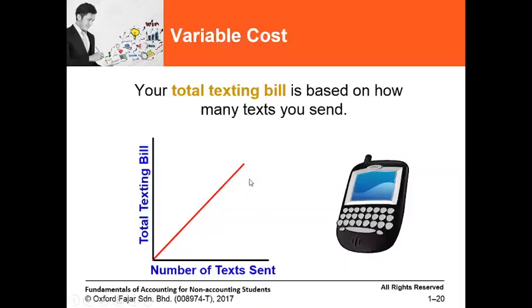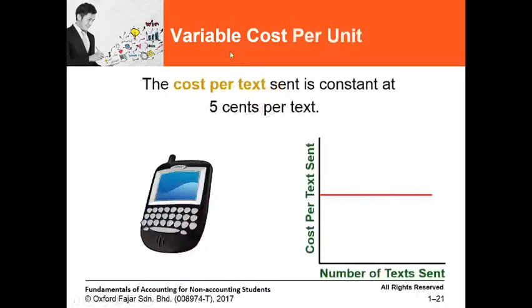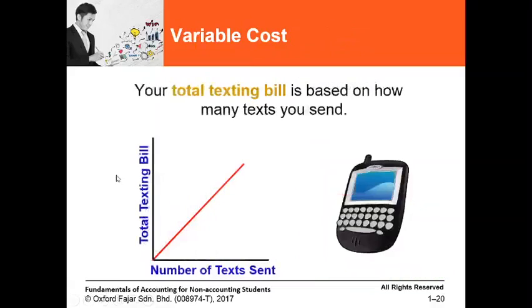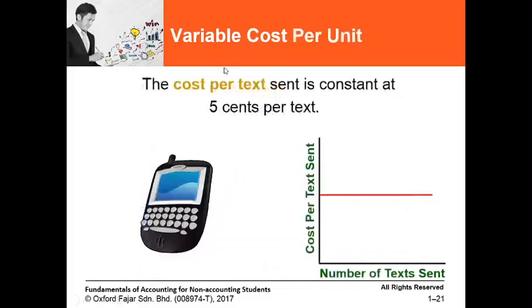The more number of text messages that you send, the higher the bill that you have to pay. However, there is another way of looking at it, variable cost per unit. Okay, so this one is a total variable cost. But for variable cost per unit, the cost per text sent is constant at 5 cents per text. Meaning to say that if I send 1 message here, the cost will be 5 cents. If I send 100 messages here, the cost per text remains at 5 cents.